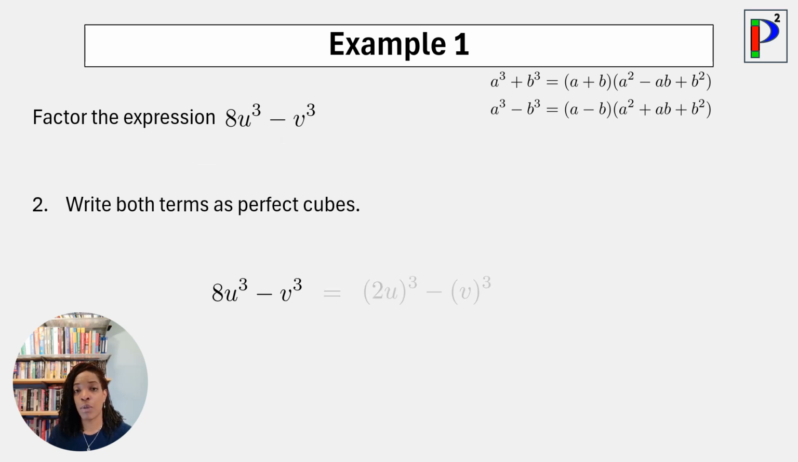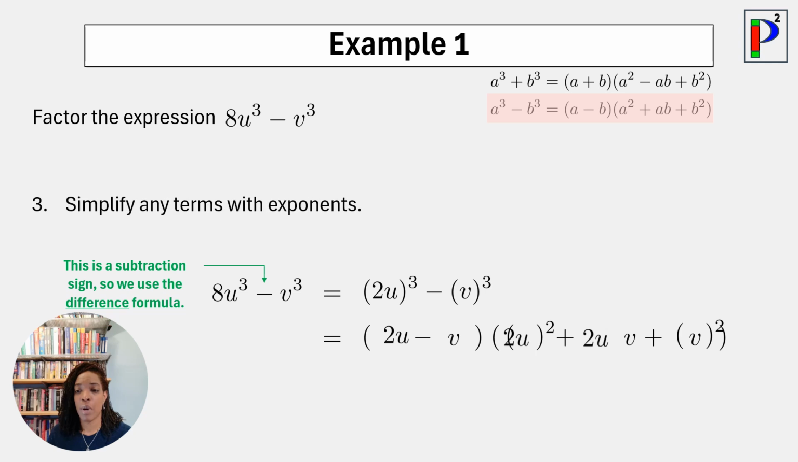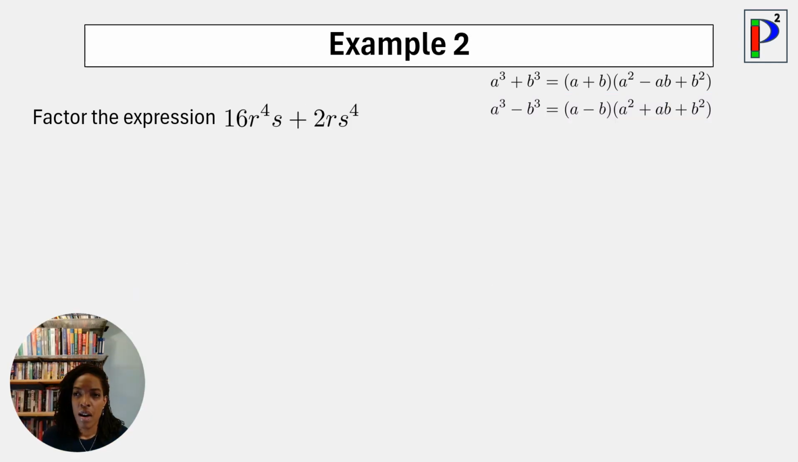Now we need to first rewrite both terms as cubes, easy. Then let's choose the correct formula. We have a subtraction sign, so we should use the difference formula. We can now plug our numbers in, 2u first, then v, then 2u squared, then 2u times v, and finally v squared. Last step is to check if anything needs to be simplified. That 2u squared does, that becomes 4u to the second, 2uv, and v squared. And we're all set.